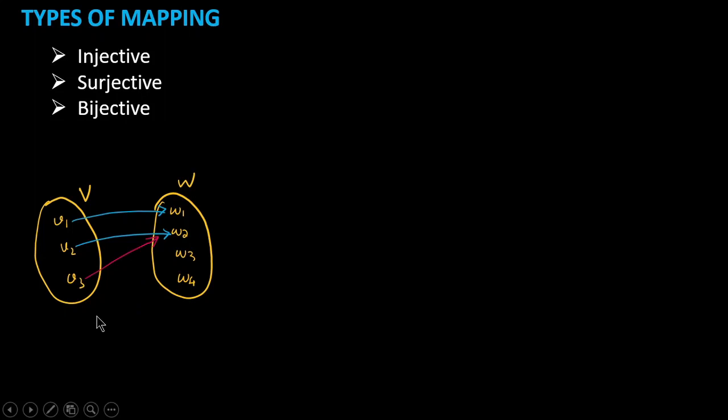Okay, so the second part should be satisfied. That means the images should be unique. Then we can say that this is an injective mapping or one-to-one mapping. Okay, so it should be a one-to-one relation. It should not be a many-to-one relation or a one-to-many relation. So it should be a one-to-one relation.